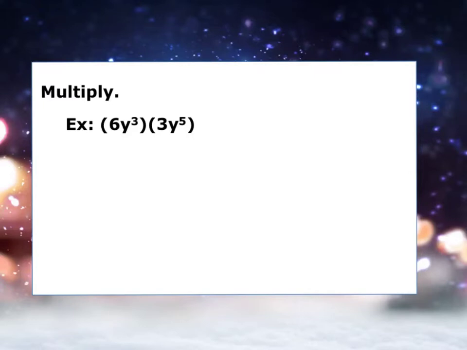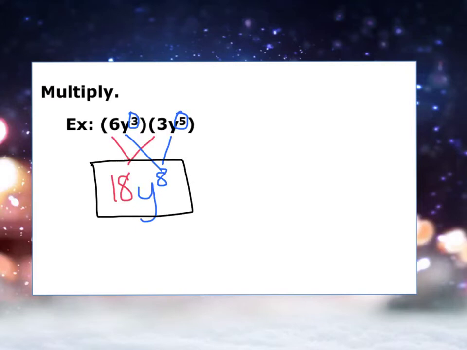Here's our first example. We have two monomials that we're going to multiply. So we're going to multiply the coefficients together, and we get 18. And then multiply the bases together, and when you do that, you add the exponents. So we're going to add the 3 and the 5, and we get to the 8th power. And here is our final answer, 18y to the 8th power.